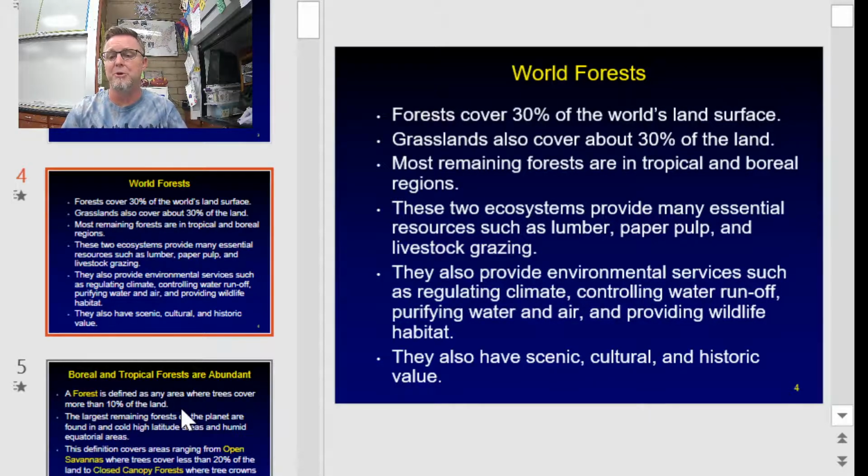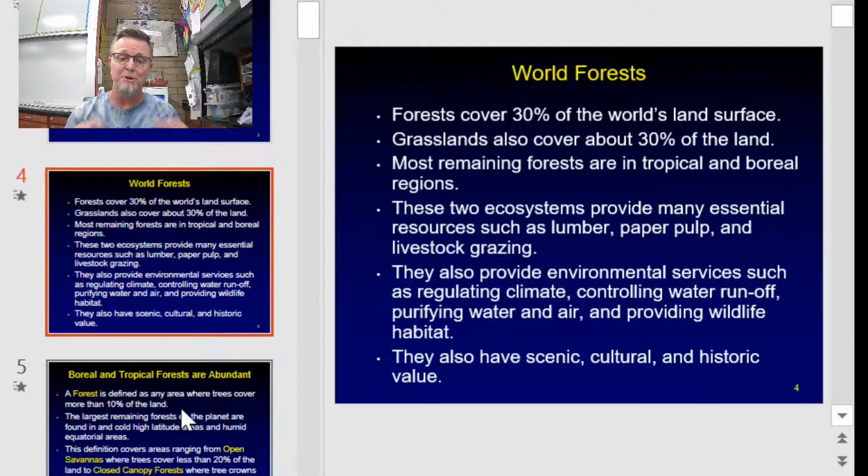Forests cover about 30% of the world's land surface. Grasslands also cover about 30% of the land surface. Now, that doesn't mean that forests cover 30% of the globe. No. That means that, if you think about our planet, like 70% of it is actually covered with water. So if you thought 30% was covered by forest, well, that would be everything else. That's not how it works.